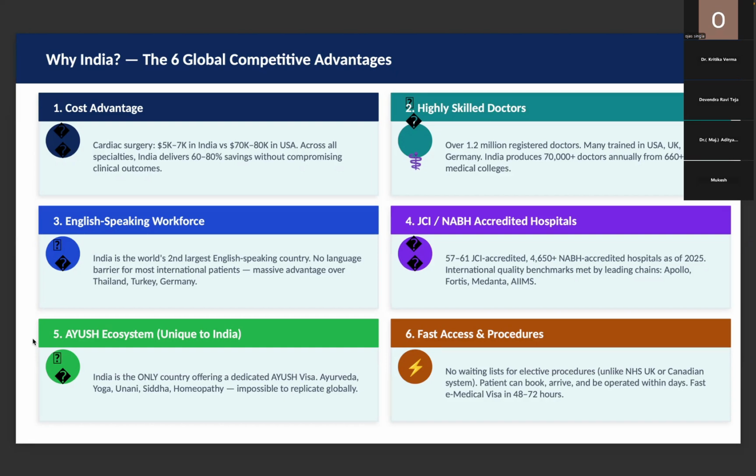Now, the first, of course, which is the most obvious advantage, is affordability. Healthcare in many developed countries is extremely expensive, right? A cardiac surgery in the USA may cost somewhere around $70,000, and the same surgery in India is somewhere around $6,000 to $10,000, depending upon the hospital.